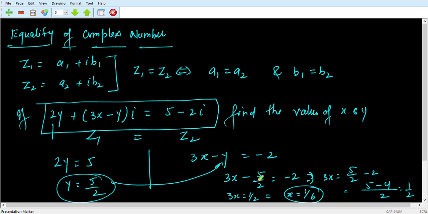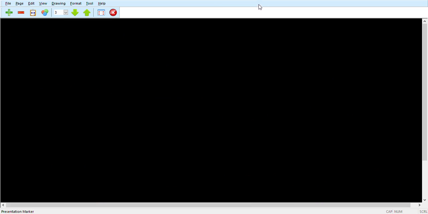So if two complex numbers are equal to each other, it means the real part of one complex number is equal to the real part of the other complex number, and the imaginary part of one complex number is equal to the imaginary part of the other complex number. Now we should proceed to another concept, and that is the sum and difference of complex numbers.